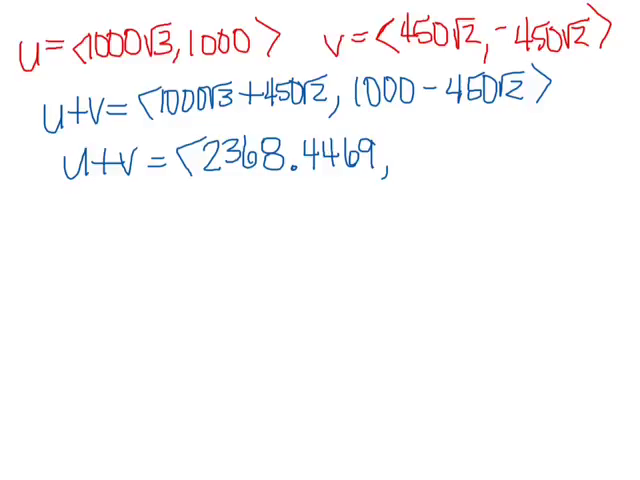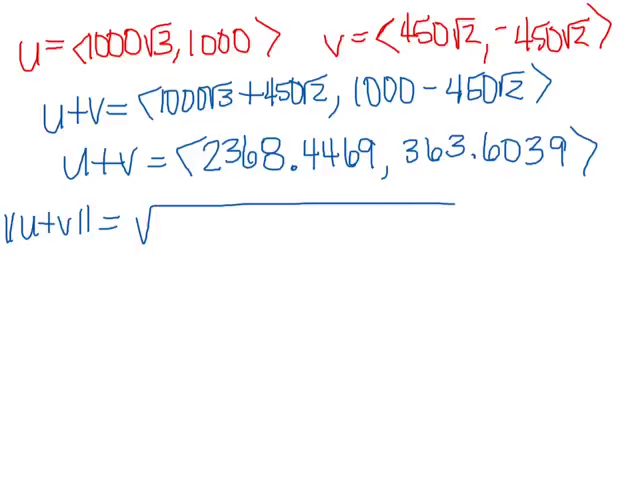And then when we take 1,000 minus 450 radical 2, you can either store this number in alpha B, or you can go ahead and write it down and go out to 4 decimal places. Okay, so now the magnitude of the resultant force would be the square root of a squared plus b squared.